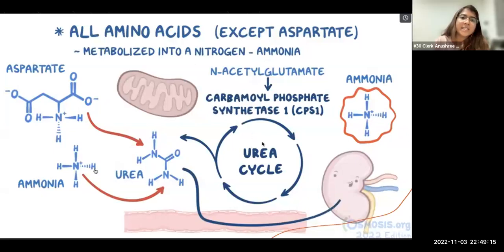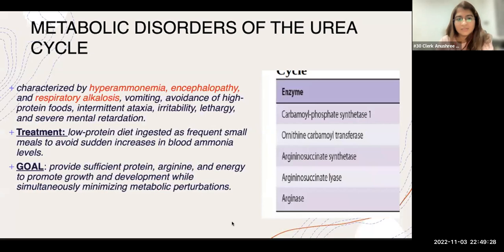Okay, and remember about N-acetyl glutamate. It is very important for CPS1 to function because it's the one that helps ammonia to bind and form carbamoyl phosphate. Okay, so next, very important topic, the metabolic disorders of the urea cycle. So, okay, let's begin. You have to remember there are three main features of anything going wrong with the urea cycle. Hyperammonemia, obviously there would be buildup of ammonia, so there will be hyperammonemia. There will be encephalopathy. I explained to you why.